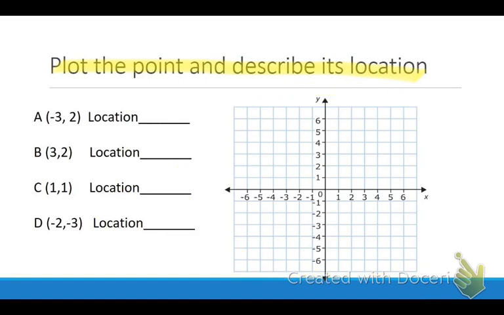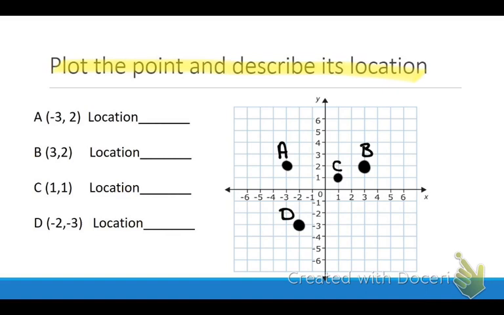All right, so point A, do I go left 3 or right 3? I go left 3 because it's negative. Then do I go up 2 or down 2? I go up 2, -3 up 2. Did you get point A? Okay. Point B, where do I go? Right or left? Right 3 and then up 2. Point B. What about point C? Right 1, up 1. What about point D? Left 2, down 3. All right. How many of you, all 4 of your points match that? Do they match? Okay, so now let's talk location.